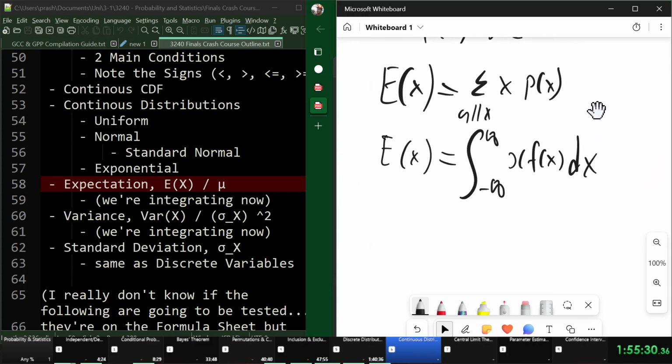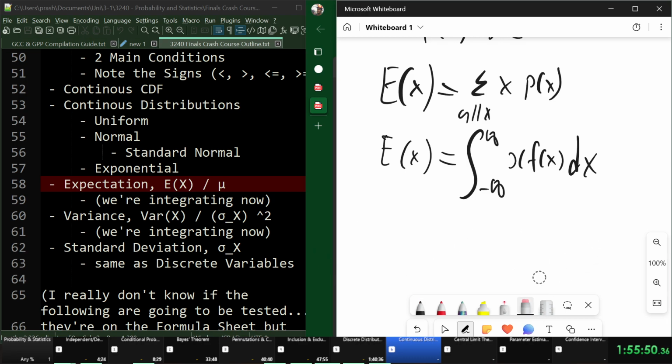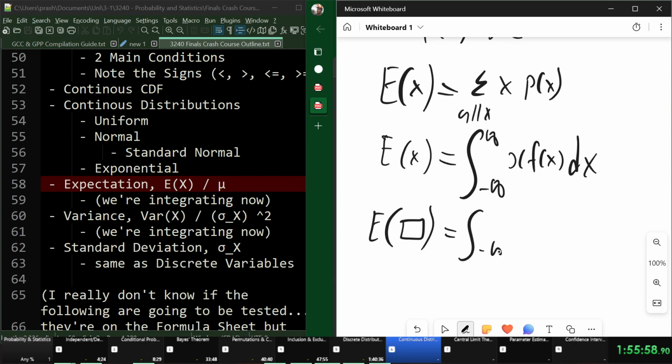Variance can be calculated the same way. The previous formula of variance of x being this formula still holds, thankfully. So you can just use this formula to calculate variance. And likewise, if you ever need to calculate E of x squared for a continuous variable, it's the same as the above. Whatever you have inside, you just copy and paste. This square is the same as this square. You just copy and paste.